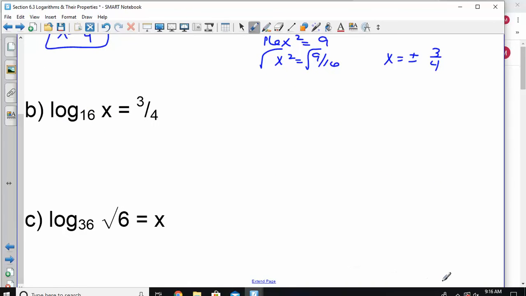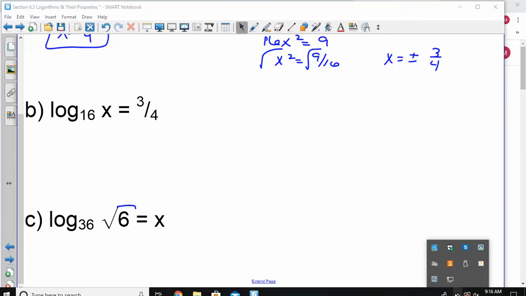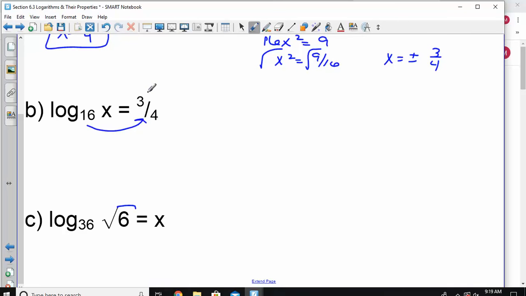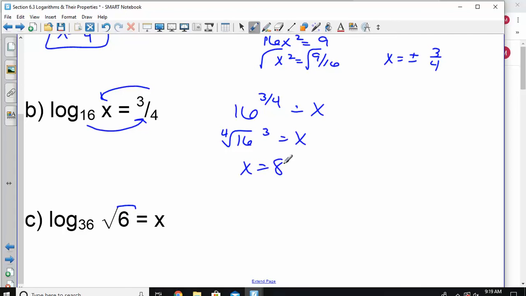Why don't you guys try these two? First one, if you rewrite this, you get 16 to the 3/4 power equals x. That's like saying the 4th root of 16 cubed. So you should get positive 8. And 8's an okay answer, so we're done.